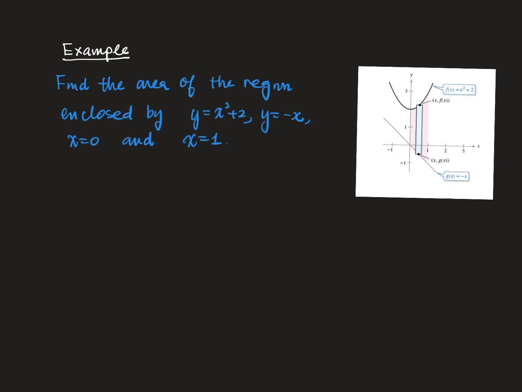Next example. Guys, remember, the upper curve is going to be this function here, and the bottom curve is this one. They say x equals 0 and x equals 1, and we find the area between the two curves. So let's go to the area. What is the lower bound? x equals 0, and the upper bound is 1. The upper curve is x squared plus 2 minus the lower curve, negative x, dx.